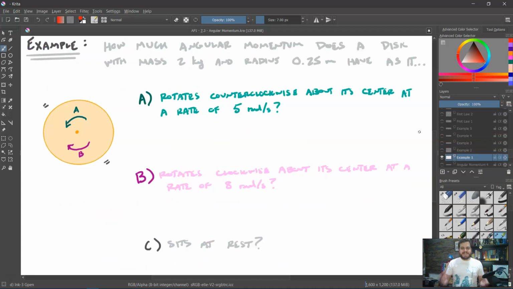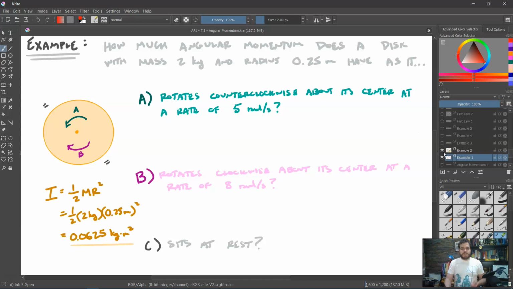So let's say we had a disk with a mass of 2 kilograms and radius 0.25 meters, just like we see here. And it can rotate in 3 different ways. In scenario A, it rotates counterclockwise about its center at a rate of 5 radians per second. In scenario B, it rotates clockwise about its center at a rate of 8 radians per second. And in scenario C, it just sits at rest. So let's go ahead and calculate the angular momentum here.